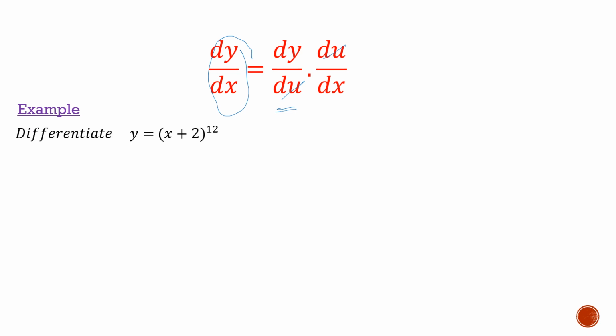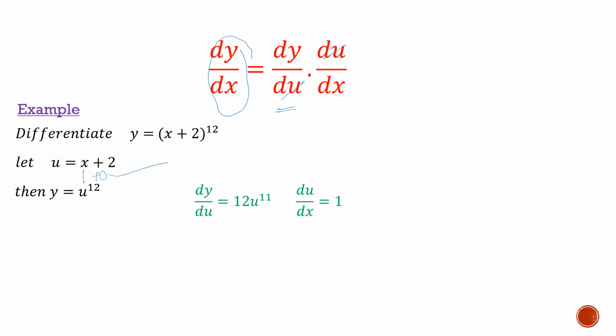So let's take the example. We needed to differentiate y is equal to (x plus 2) to the power 12. I am imagining u is equal to x plus 2. This is our substitution. Then I get y is equal to u to the power 12. So dy over du is equal to 12 times u to the power 11. I use the formula. Next, what is du over dx? This is what I'm trying to find. So du over dx is the derivative of x, which is 1, and the derivative of 2, which is 0. So from here I got du over dx, which is equal to 1.